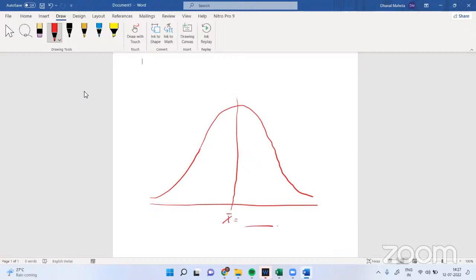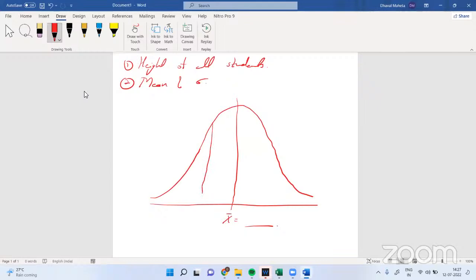I will give you one experiment to study. Go in the class and take the height of all students. Is it clear? First thing. Then calculate the mean and standard deviation. Is it clear?